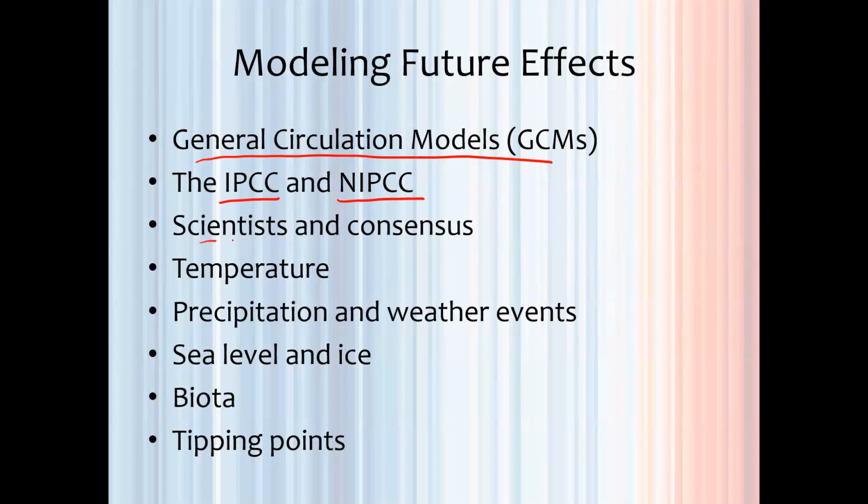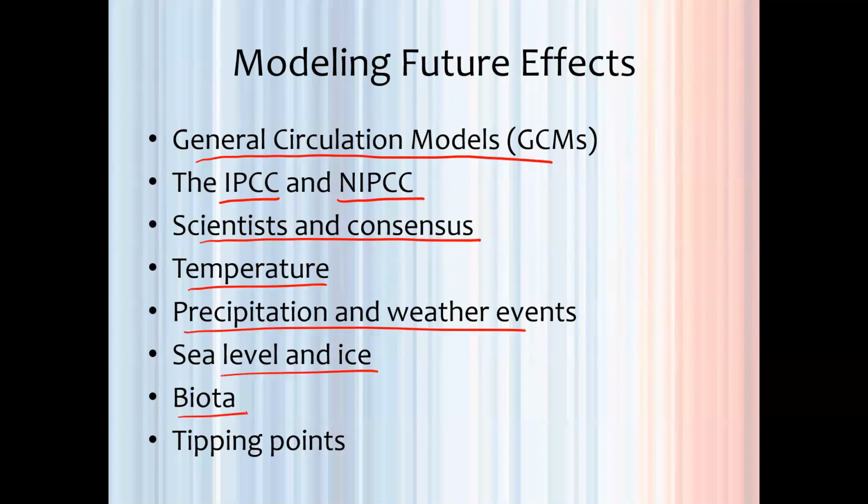We'll talk about what consensus means and what scientists think, and the fact that we don't have consensus on every scientific idea, nor on climate change, not completely, but we have pretty overwhelming agreement. So not complete, just a lot. We'll talk about modeling the effects of temperature and precipitation and weather events, modeling effects on sea level and ice, modeling some effects on biota, on organisms and where they live. And I'll mention briefly the possible existence of tipping points in Earth's climate.